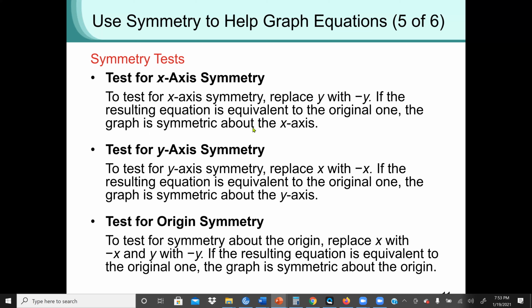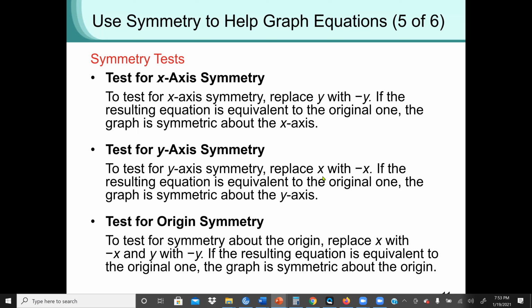Now, if the resulting equation is equivalent to the original one, then we say the graph is symmetric about the x-axis. Same thing, we can test for y-axis, which is opposite. This time, to test for y-axis, we will replace x with negative x. If the resulting equation is equivalent to the original one, then we say the graph is symmetric about the y-axis. When we replace y with negative y, and the resulting equation is equivalent to the original, we say there's symmetry about the x-axis.